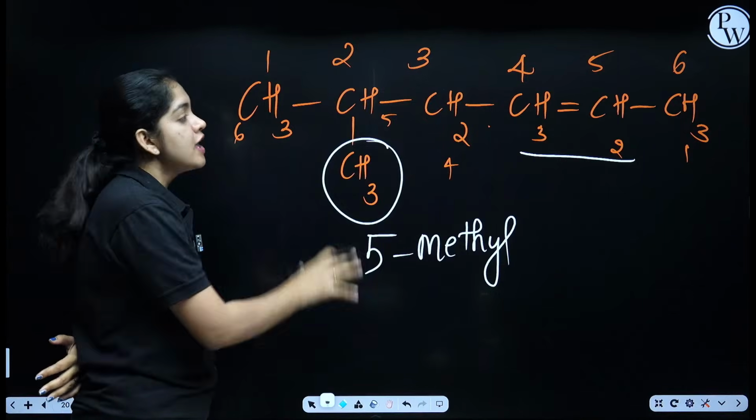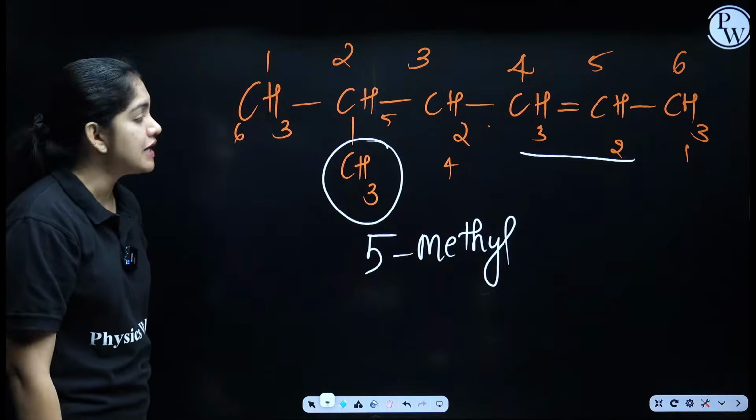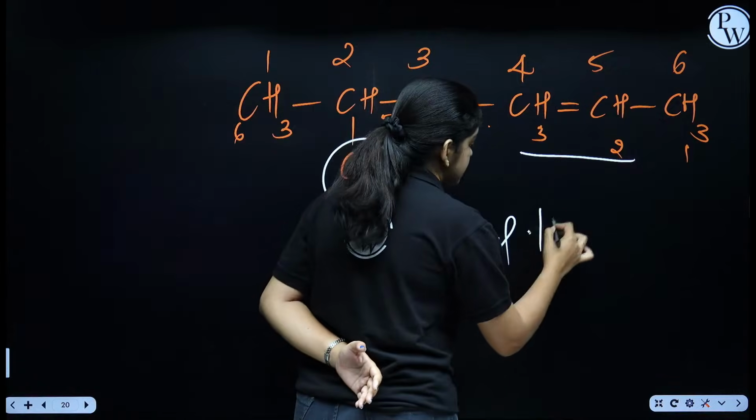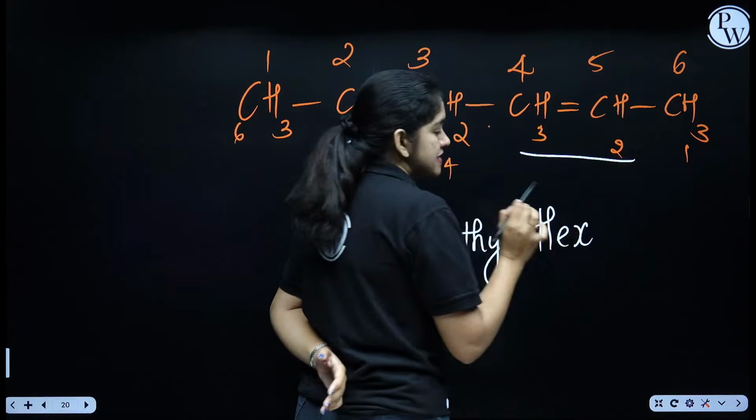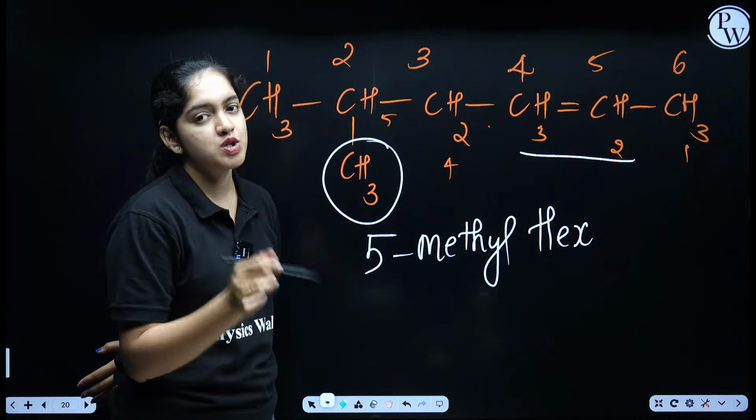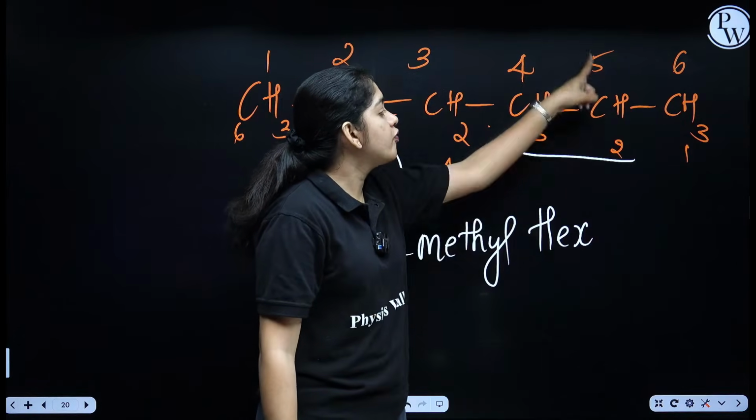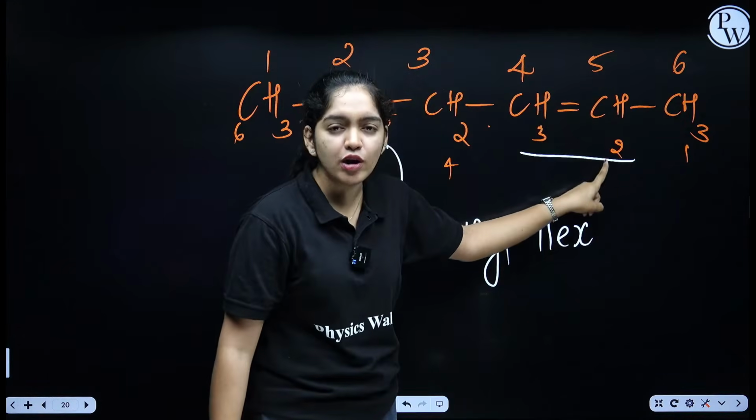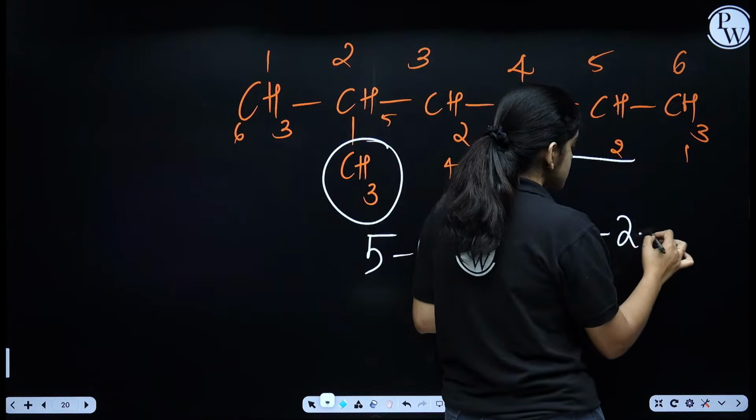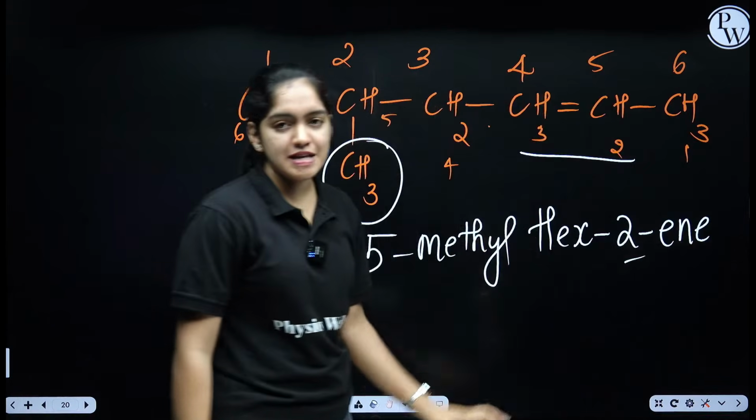Branch section is over. Now we are going for the parent chain. How many carbons are there in the parent chain? Total 1, 2, 3, 4, 5, 6 are there. So 6 means what? Hex. Now it's not over. It's not a single bond. It's a double bond. If double bond is there, we should mention the position of the double bond, right? So hex, double bond is present at 4, 5, 3, 2, and out of this, which is the smallest number? 2 is the smallest number. So we are going to write hex 2 in. Second position and ene is present.